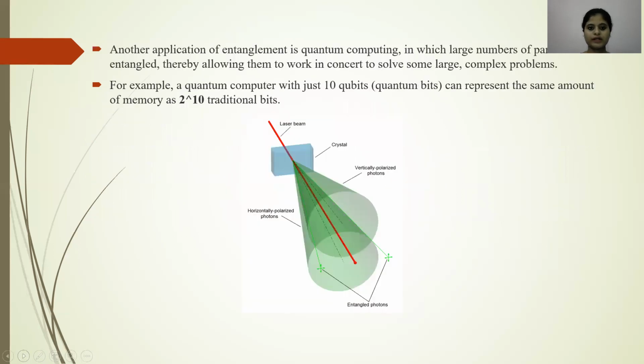Another application of entanglement is quantum computing, in which a large number of particles are entangled, thereby allowing them to work in concert to solve some large, complex problems. For example, a quantum computer with just 10 qubits can represent the same amount of memory as 2 to the power of 10 traditional bits.